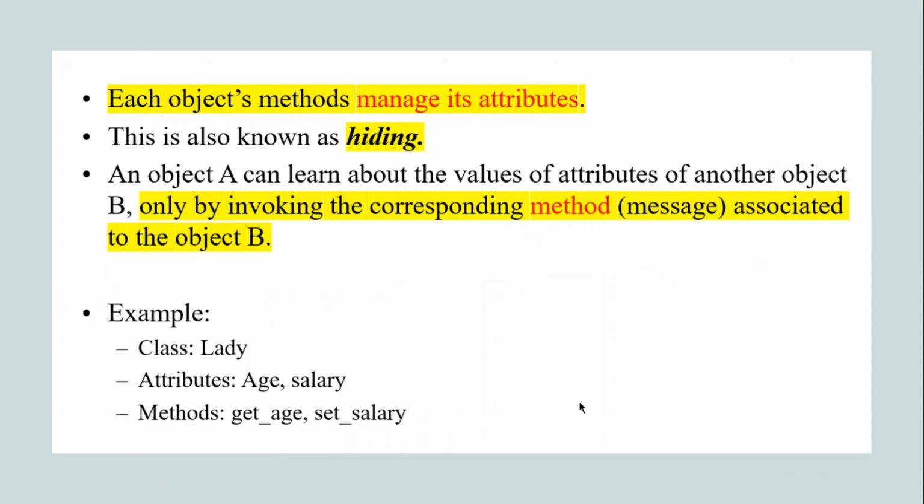So let's say we have a class called lady. Examples of attributes this class will have are the age, the salary, and so on. And for the methods, we can say get age and set salary. As you can see, these methods are dealing with the attributes or properties of this class. Get age is only dealing with the age attribute, and set salary is managing the salary attribute.